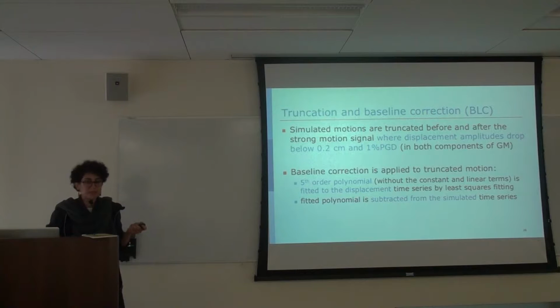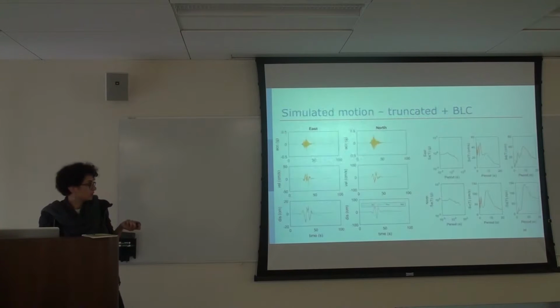So we apply a baseline correction. We fit a fifth-order polynomial, and we remove it from the signal to end up with the yellow signal, which is very similar to the original one. And this fixes the problem of truncation, bringing the displacement back to zero. You can look at the effect of this truncation and baseline correction. It does not really affect the response spectra.